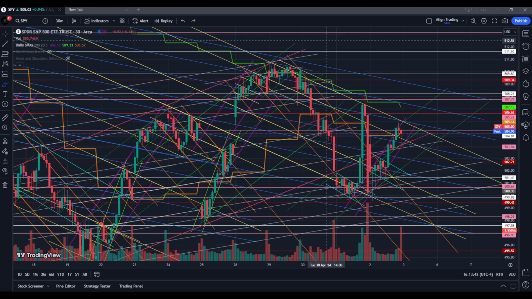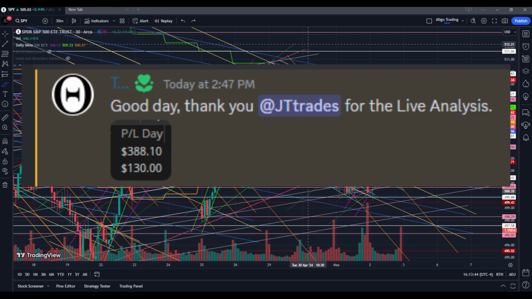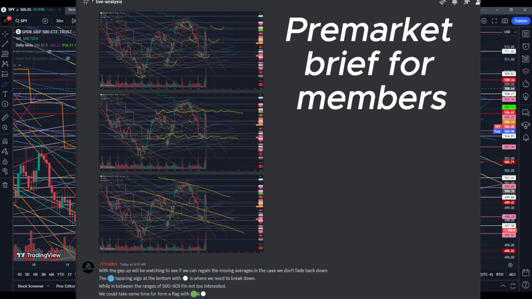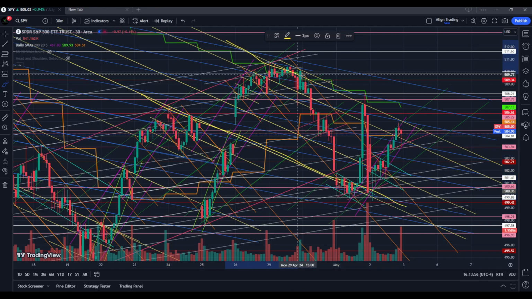Welcome to Align Trading, going over the trades that we took live in Discord and what went on in the market today. First thing we were looking for in the pre-market brief was this yellow controlled selling algorithm. As we can see right here, it has been controlling the selling up here at the top, and we got this shoulder right here off the moving average to give us this inverse cup right here.